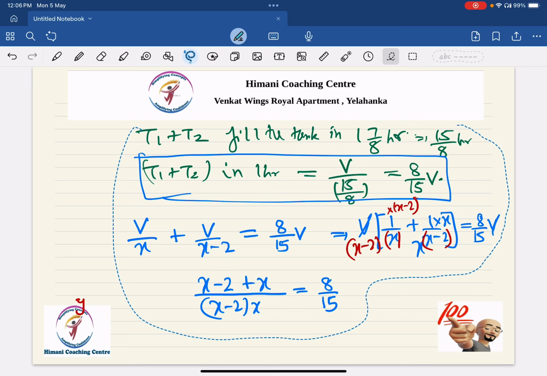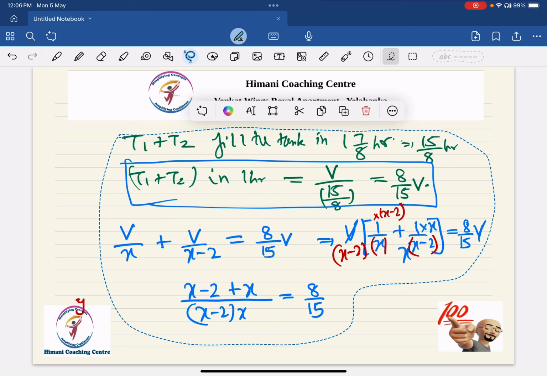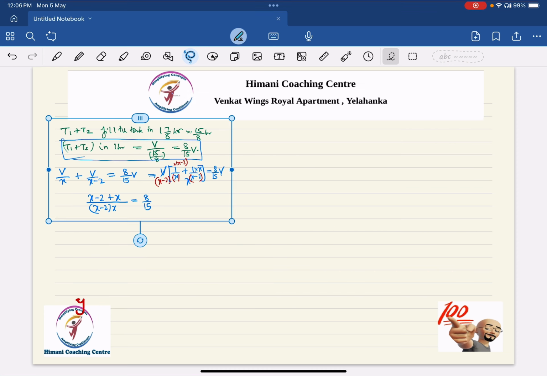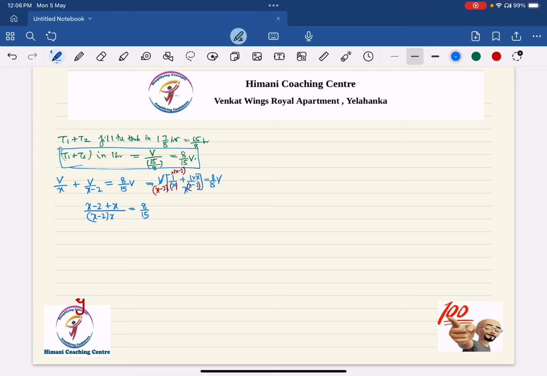Okay, now let us simplify and let me create some space for solving the next part of the question. So we have x plus x, which is 2x. So 2x minus 2 divided by x square minus 2x, which is equal to 8 over 15.